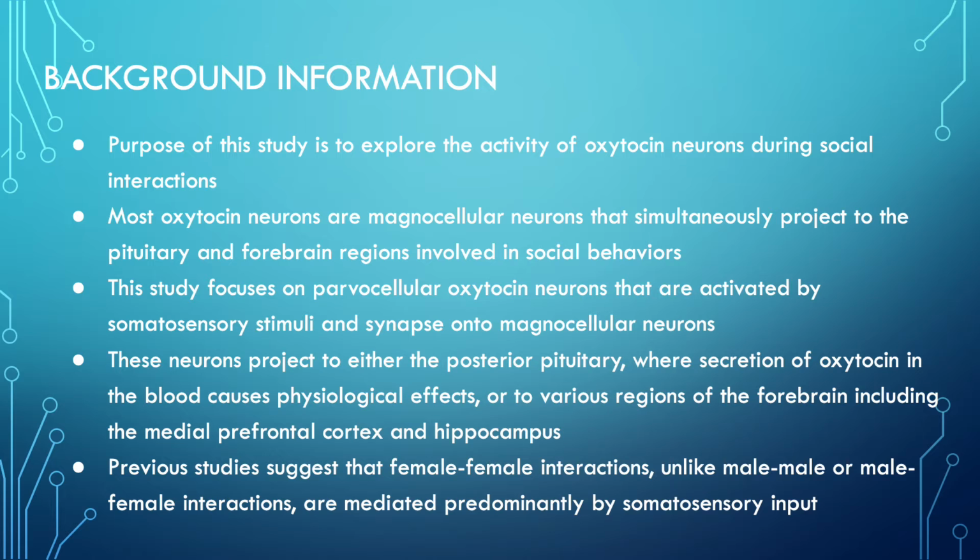This study focuses on parvocellular oxytocin neurons that are activated by somatosensory stimuli and synapse onto magnocellular neurons. These neurons project to either the posterior pituitary, where secretion of oxytocin in the blood causes physiological effects, or to various regions of the forebrain, including the medial prefrontal cortex and hippocampus. Previous studies suggest that female-to-female interactions, unlike male-to-male or male-to-female interactions, are mediated predominantly by somatosensory input.